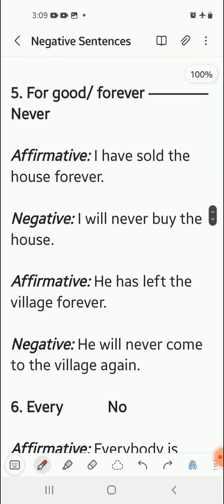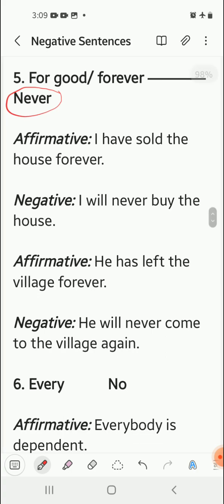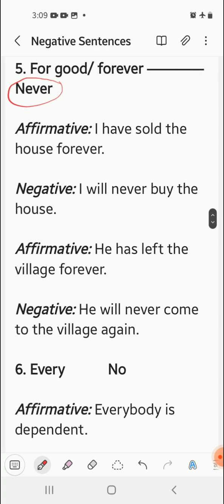Rule number 5. For good or forever, these words get converted to never. See in the example, I have sold the house forever, or for good. Over here, for forever we have to use something like no or not to make it negative. So we are going to use never. And never can't be used at the end. I have sold the house never, that is grammatically wrong. Never is always placed after the be form of verb, that is will. So that is why I will never buy the house.